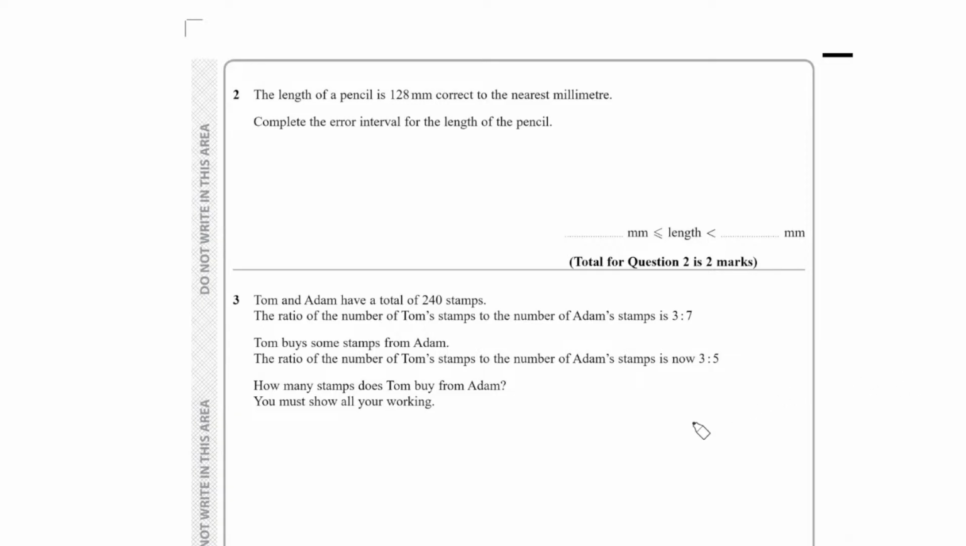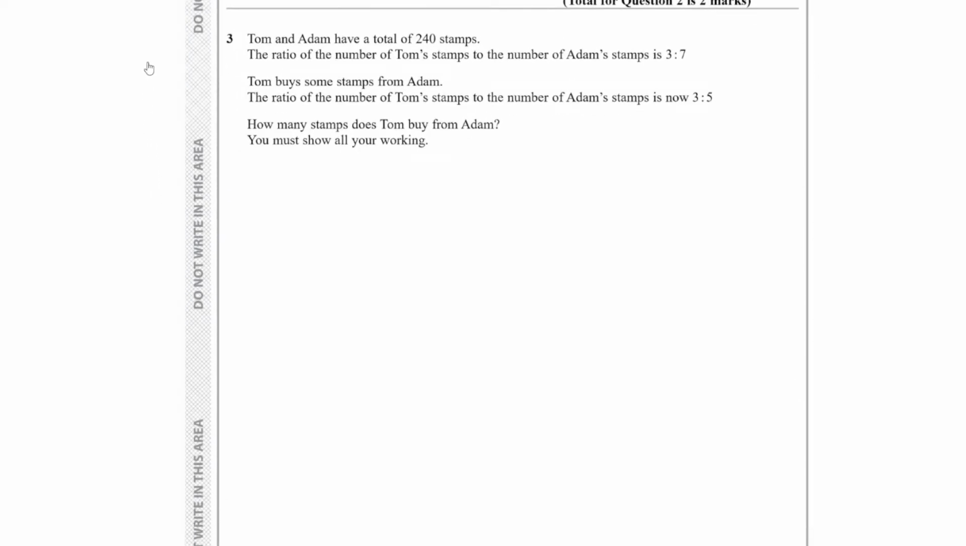Question 2, the length of a pencil is 128 millimeters, correct to the nearest millimeter. Complete the error interval for the length of the pencil. So this is effectively rounded, isn't it? They've rounded it to the nearest millimeter. Then it's the same as upper and lower bounds. So it's just a little bit less, a little bit more. Obviously nearest millimeter, so you want half a millimeter less. So 127.5 would be half a millimeter less, and then obviously half a millimeter more as well, so 128.5. So it's just literally upper and lower bounds, that one. Yeah, error interval is pretty nice.